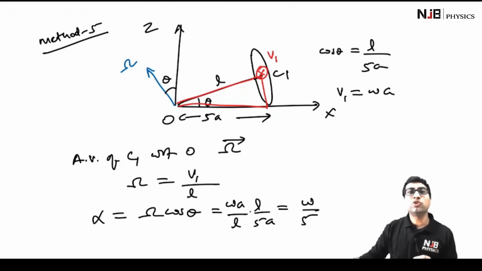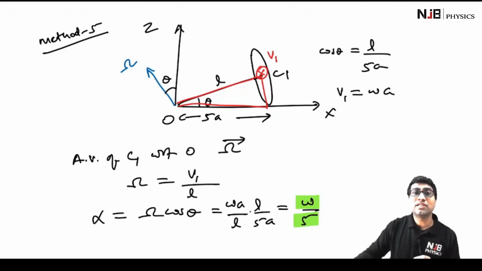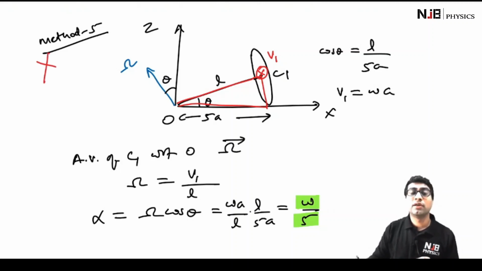So surprisingly, you are getting the correct answer. That is, the value of alpha, the angular velocity about the z-axis, is omega by 5. You are getting the correct answer, but remember, this method is absolutely wrong. If this method is wrong, then why are you getting the correct answer? Well, that is because you are committing two mistakes in this problem, and those two mistakes are counteracting their effects. So let me tell you what those two mistakes are.